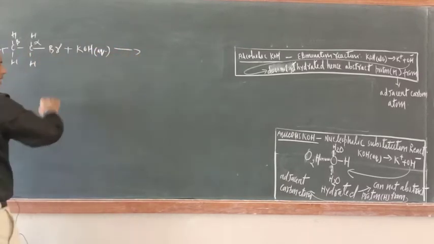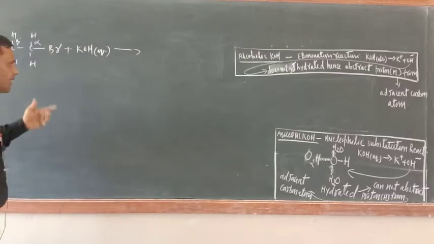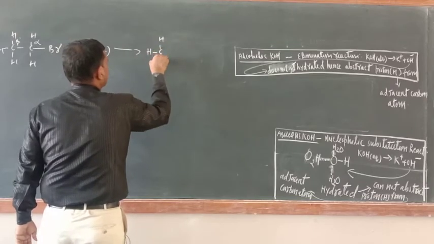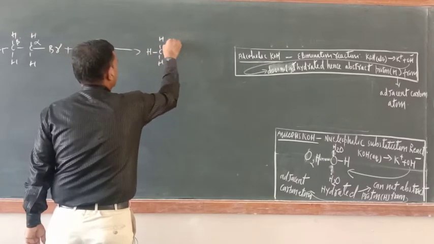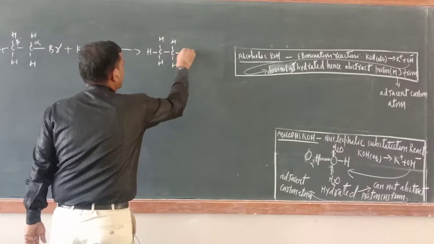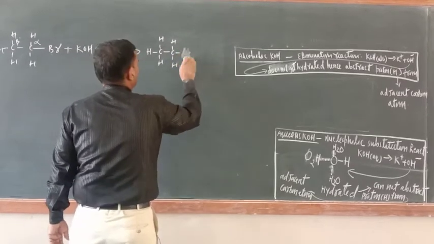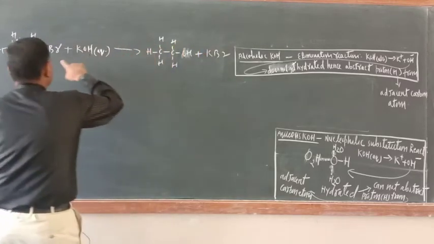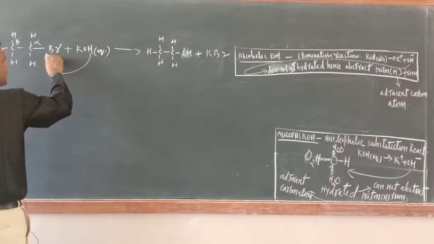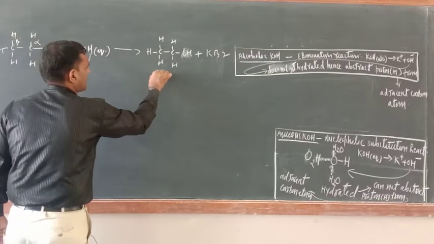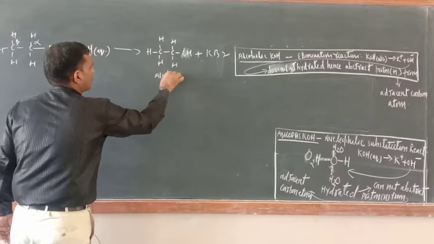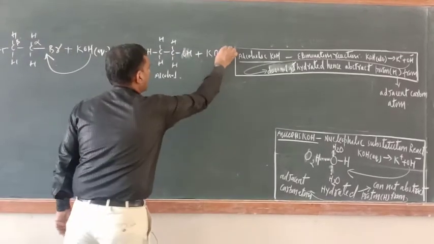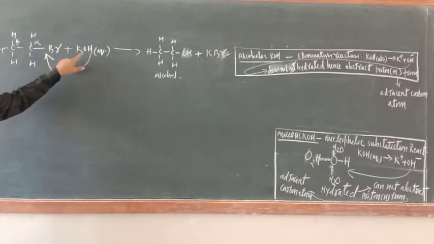A very simple reaction is there. A nucleophilic substitution reaction would be there, and what would be the product? OH will substitute Br. Simple substitution is there. The product is alcohol, ethyl alcohol, CH3CH2OH, plus KBr.